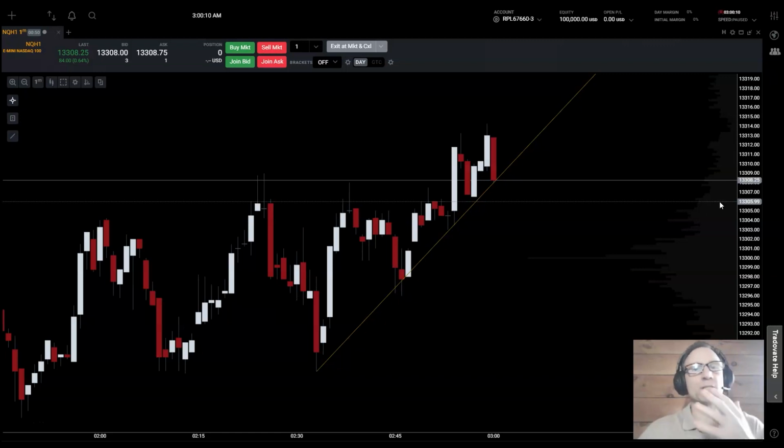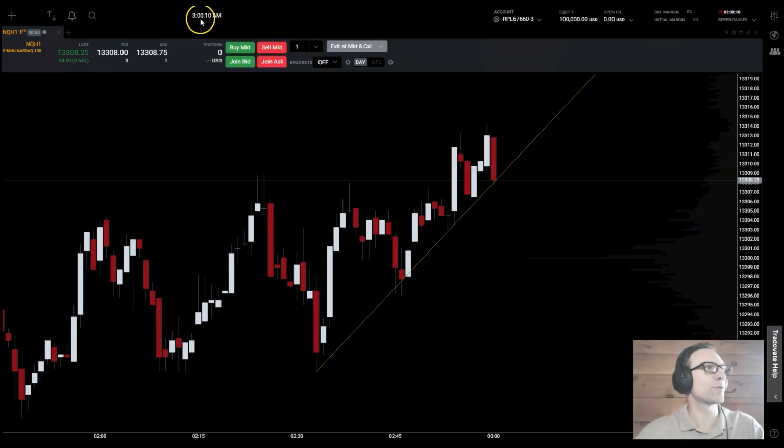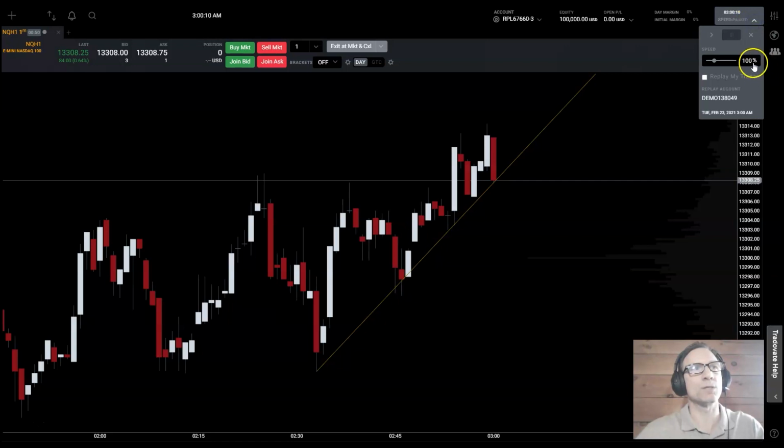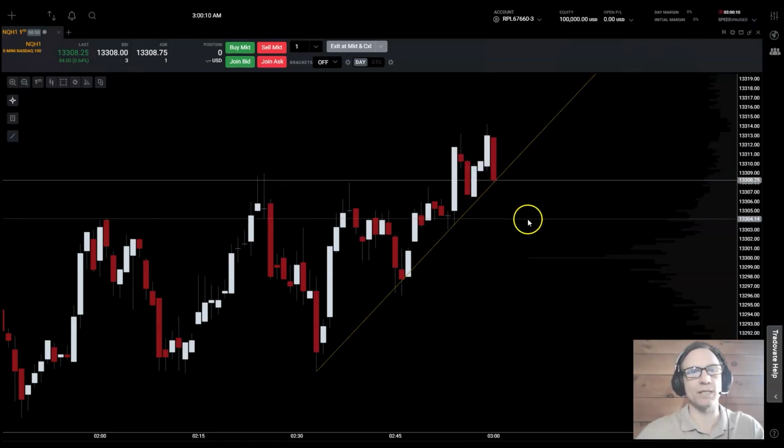So with a little bit of setup here, this is 3 a.m. We can see where is it? It's right here, 3 a.m., 10 seconds after 3 a.m. I have this set now on a 1 minute chart just to get through this. I'm using the speed of the replay as 100%, so it's running at normal speed. So each candle is a 1 minute candle. It will take 1 minute to print the next candle.